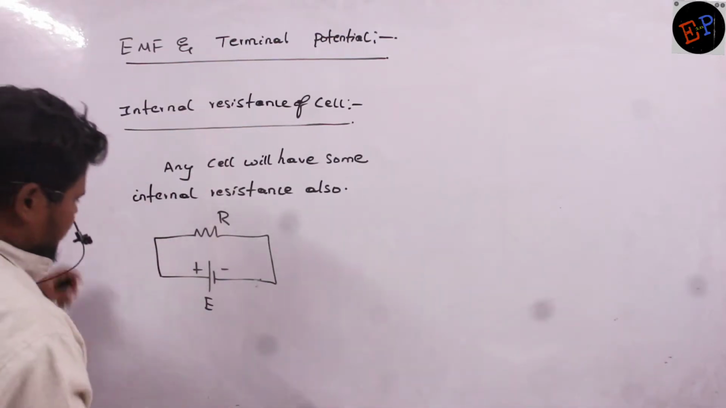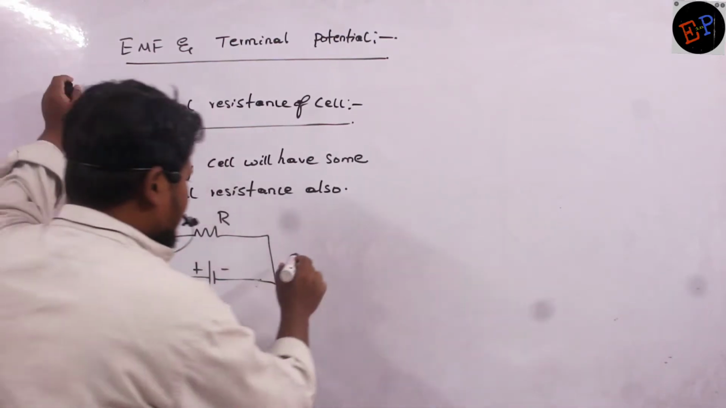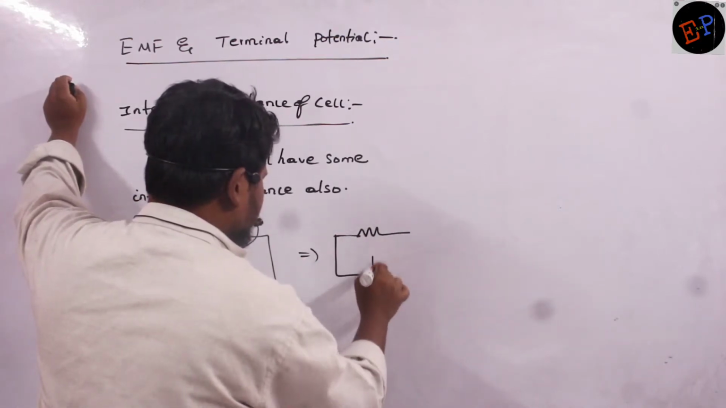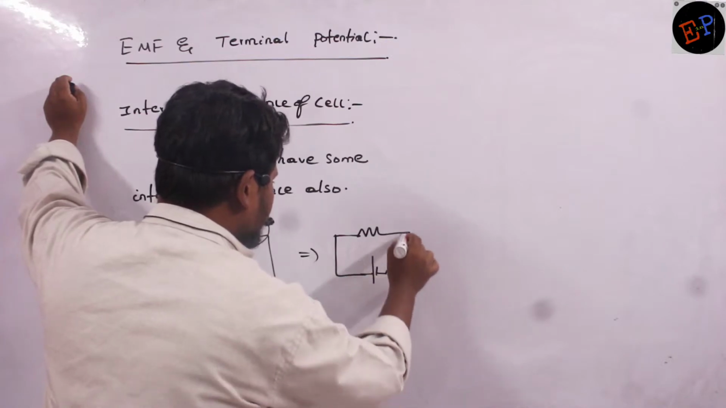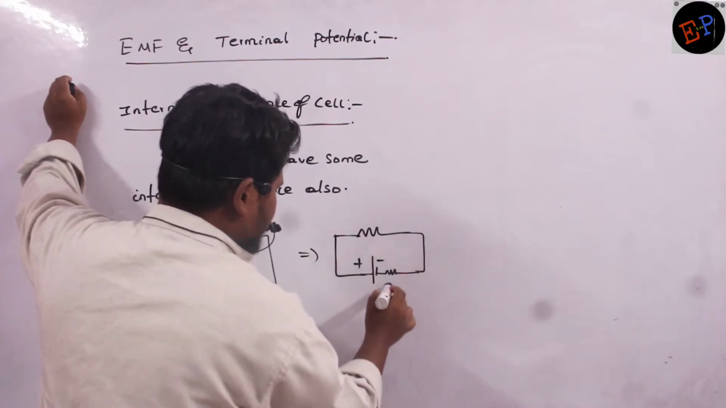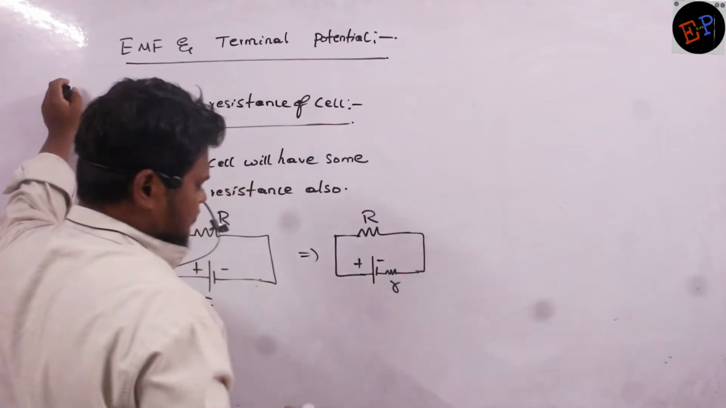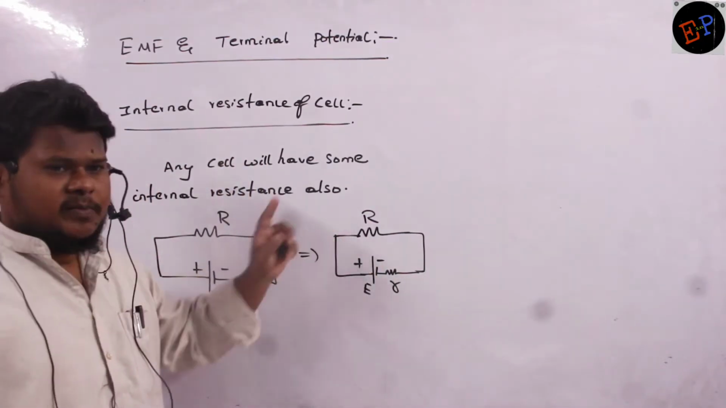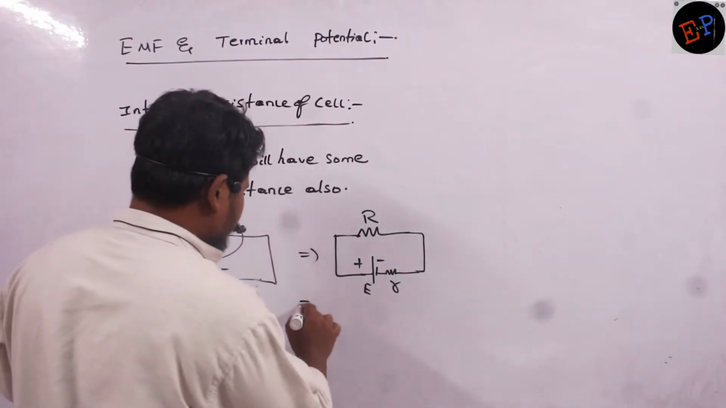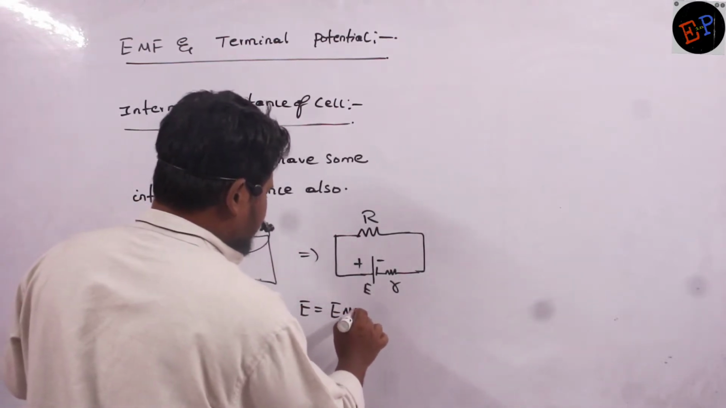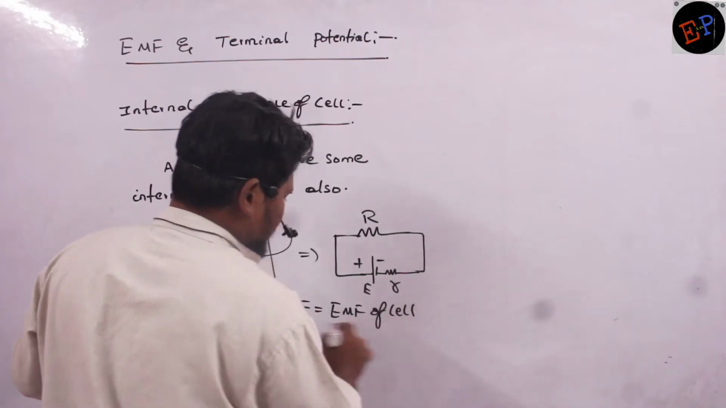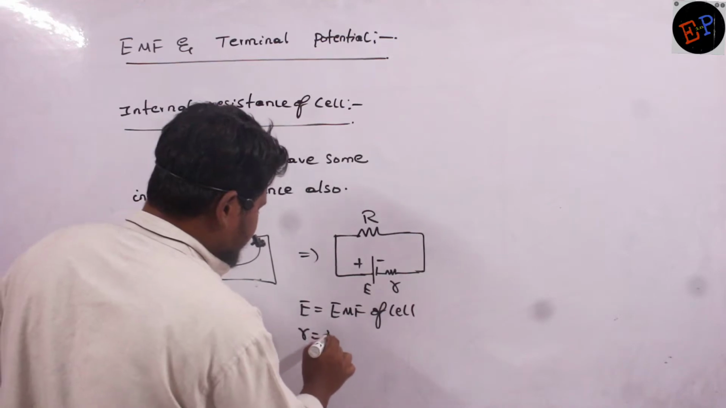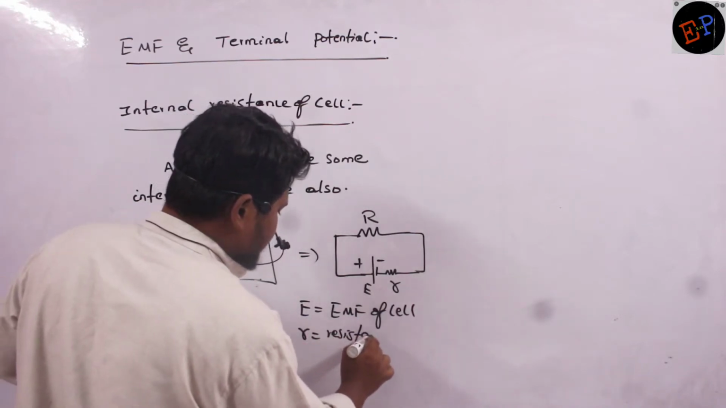So therefore, instead of drawing the diagram like this, how do I have to draw the diagram of a cell? This is the battery and this is a small resistance. Plus, minus, this is small r and this is capital R. Now can you say what is meant by E, what is meant by r, and what is meant by capital R? E means the capacity of the cell, or you can call it EMF of the cell. Total capacity of the cell. r means what? Resistance of a cell.